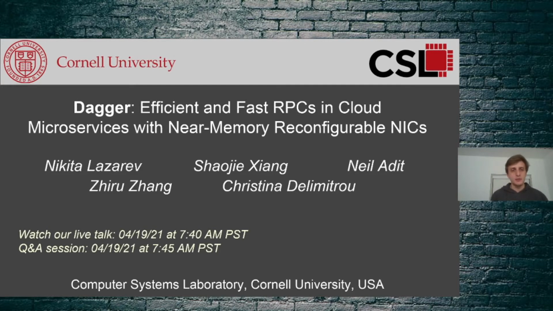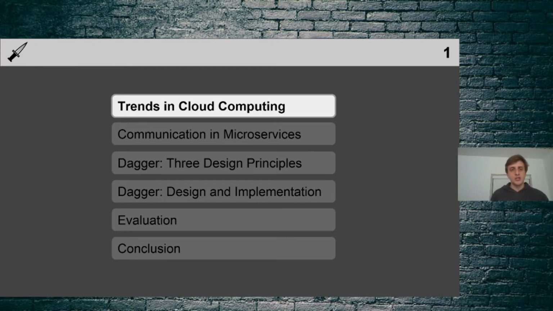I'm a PhD student at Cornell University, and in this talk I'll be presenting our work on Dagger, efficient and fast RPCs in cloud microservices with near-memory reconfigurable NICs. This work has been done in collaboration with my colleagues from Cornell and under the guidance of Jiru Zhang and Christina Delimitrou. We will start our discussion with the overview of the modern trends in cloud computing and the ways they change requirements to the cloud communication stacks.